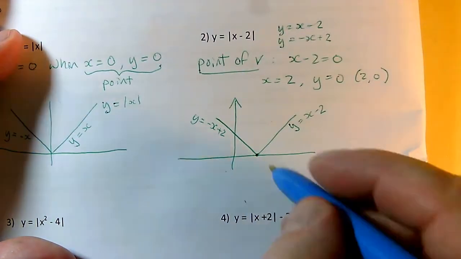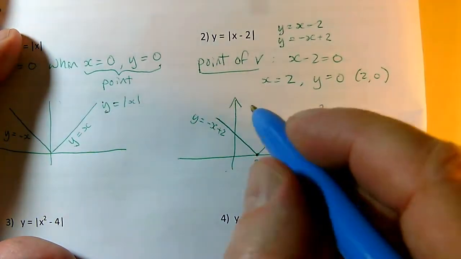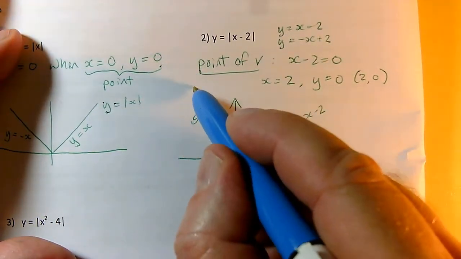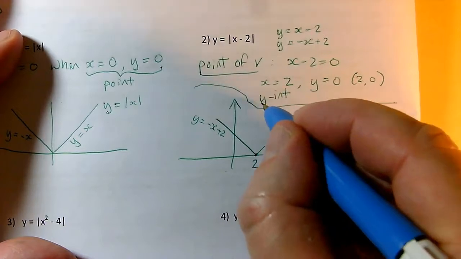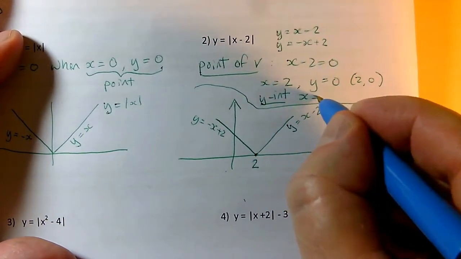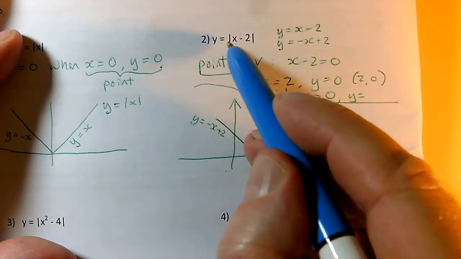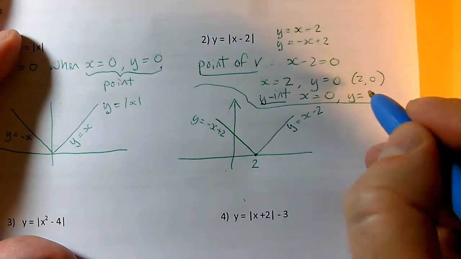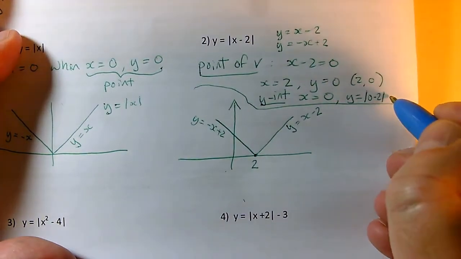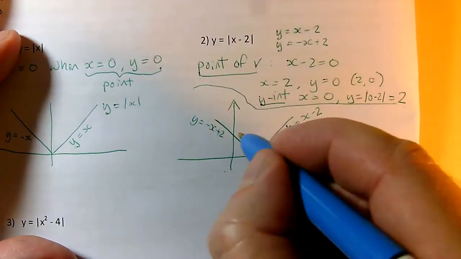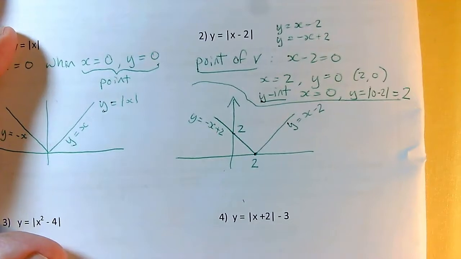But there's always another point. This is the point (2, 0), but we also always need to worry about the y-intercept. So before I sketch the graph, I'll squeeze it in here. The y-intercept is as easy as it always has been: it's when x equals naught. When x is naught, y is going to be the modulus of naught minus 2, which is the modulus of minus 2, and the modulus of minus 2 is plus 2. So I'm going to get the point (0, 2), so the y-intercept is 2. And that's my sketch. So let's apply this to some more.